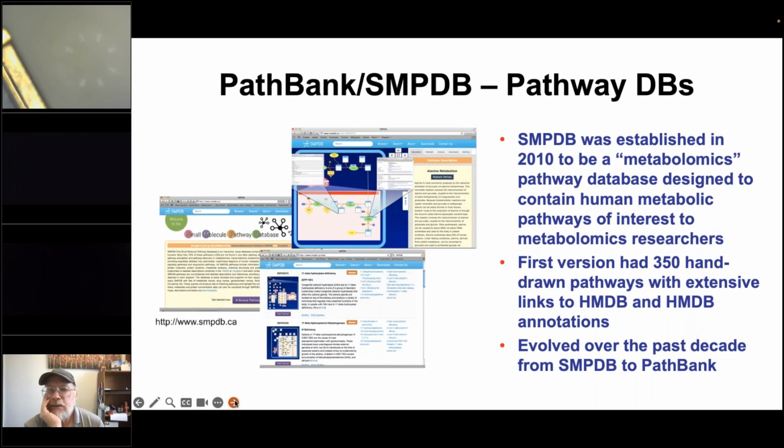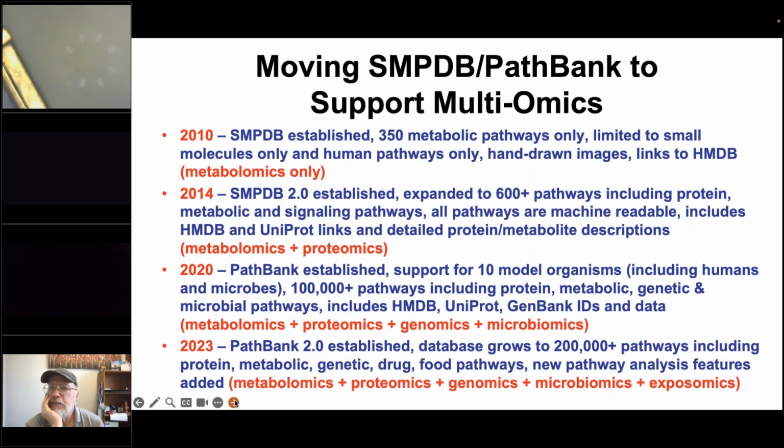This is another database that also started off its life as essentially a pure metabolomics pathway database. It was developed to contain just human metabolic pathways that were of interest to metabolomics researchers. So the first version just had about 300 hand-drawn pathways, and those were links to the HMDB and HMDB only. But over the last decade, the Small Molecule Pathway Database, or SMPDB, evolved into something we call the PathBank database. So this again is just this evolution.